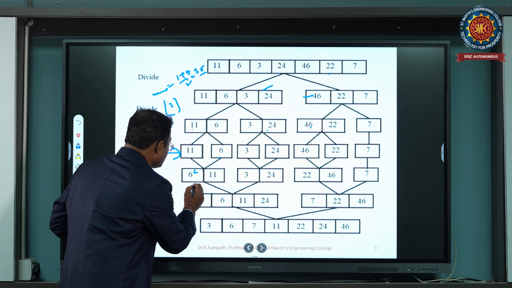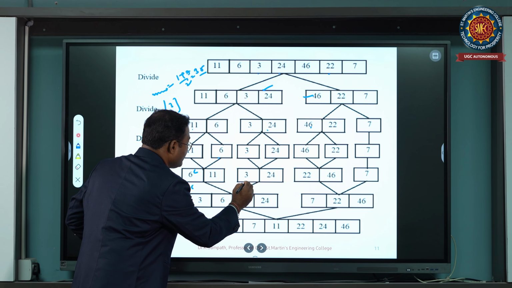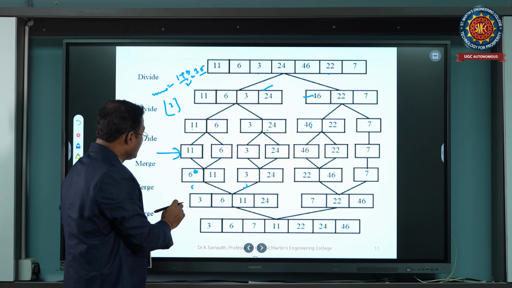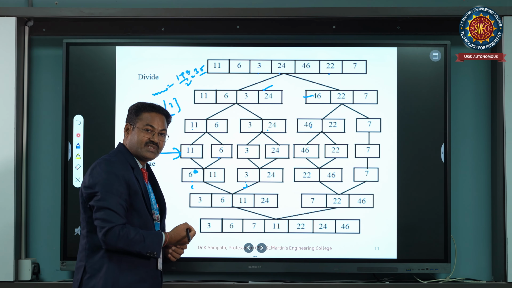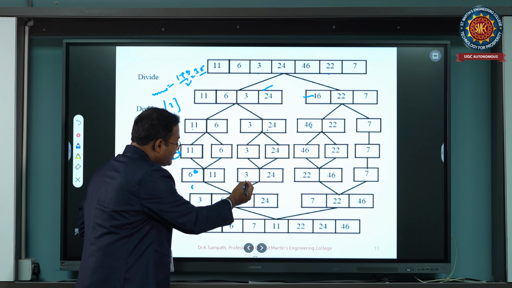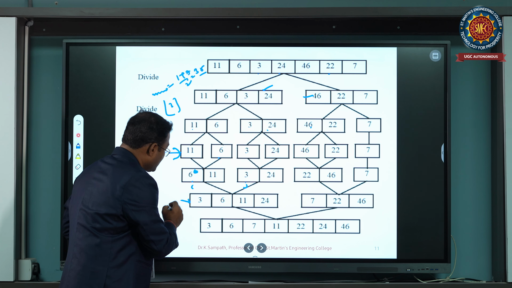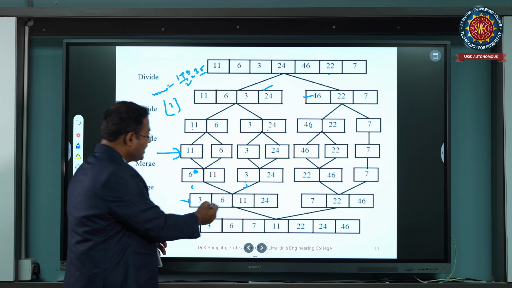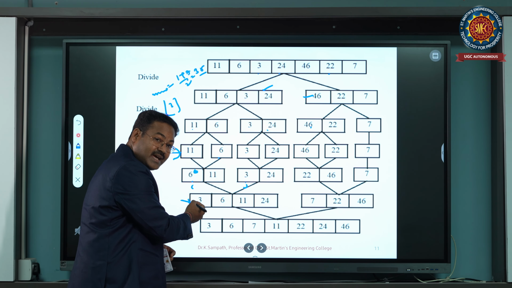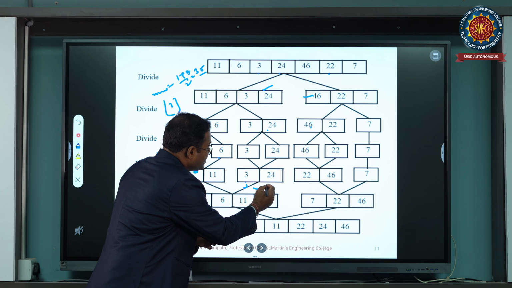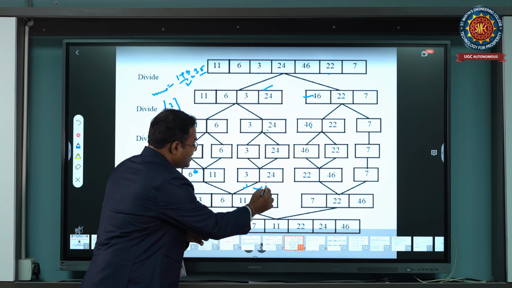We assume that this is I, this is J. Then each time you have to compare 6 and 3. Which is the smaller one? 3 is the smaller one. Insert it into the auxiliary array, first 3. Then whichever element we inserted into the auxiliary array, you have to increase its index. Now J becomes J plus 1.